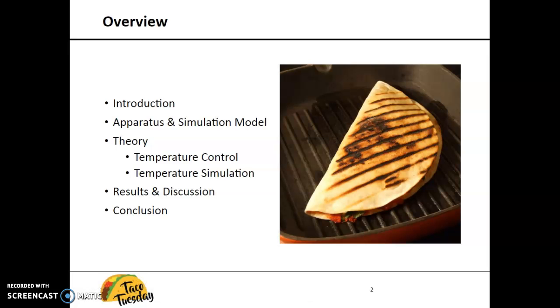So just a brief overview of what we're going to talk about today. We're going to go over an introduction of our project and what we worked on, our apparatus and our simulation model that we used to work on our project, and then just a brief overview of the theory behind how the project works, talk about our results in our discussion, and then lead on to some conclusions from that.